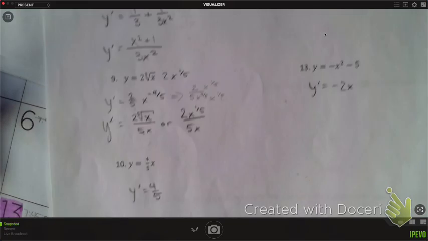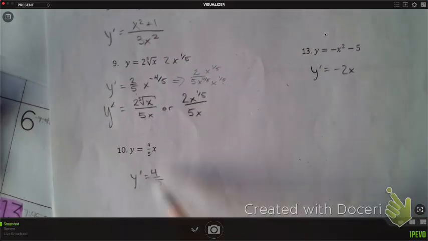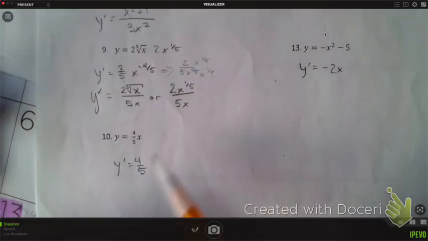Okay, and the last one again was a very basic one. It's 4/5 because your power is what? 1. Okay, questions about 7 through 10?